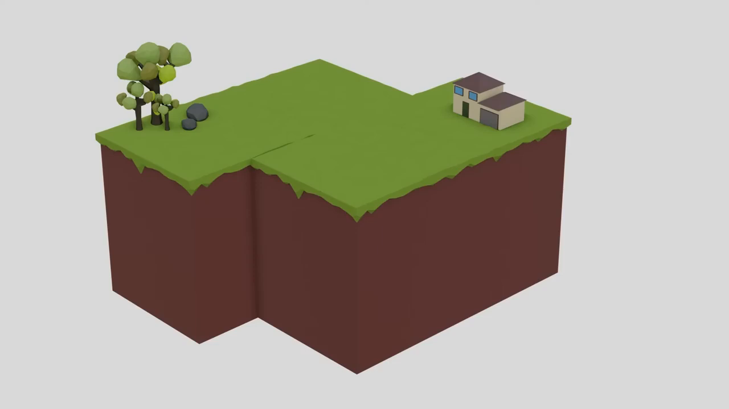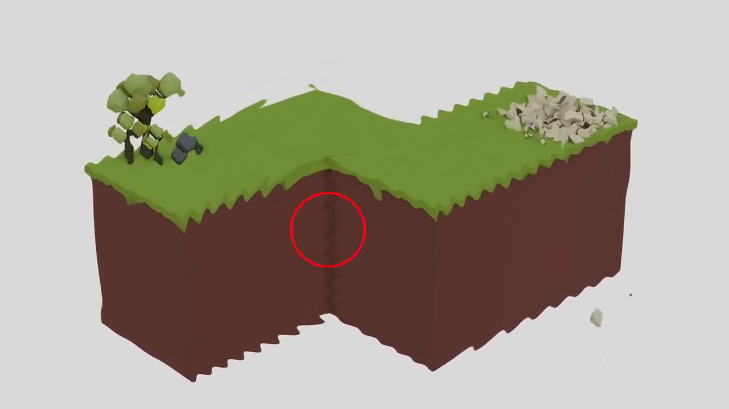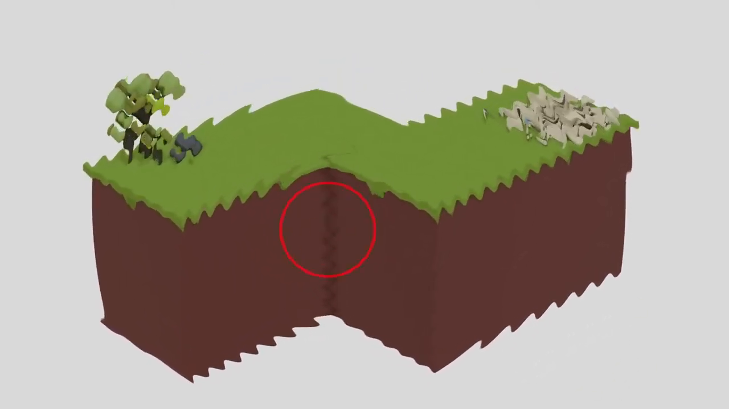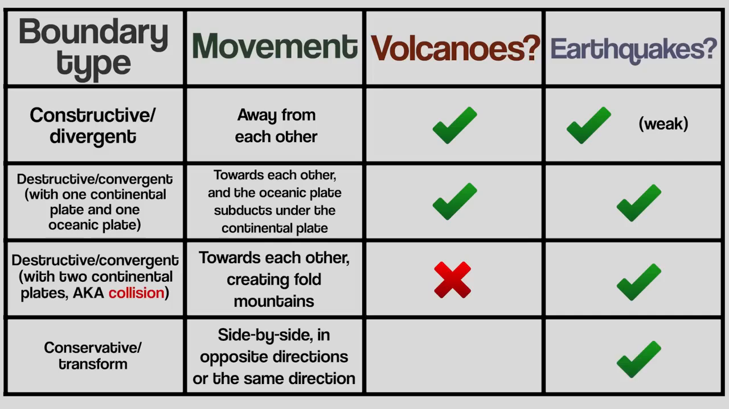The edges of the plate get stuck on each other as they grind past, and you probably know the rest by now. It builds up energy, and after a while, they jolt back into moving again, and the energy gets released, causing the ground to shake. Earthquake. Following the same rules as before, there is no magma rising up underneath the crust at a boundary like this, so you guessed it, no volcanoes.